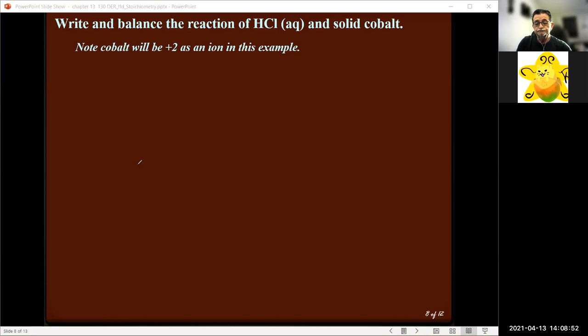All right. So we have HCl aqueous reacting with solid cobalt. Oh, my resolution of my pen is not the best. That looks more like carbon monoxide. Cobalt.